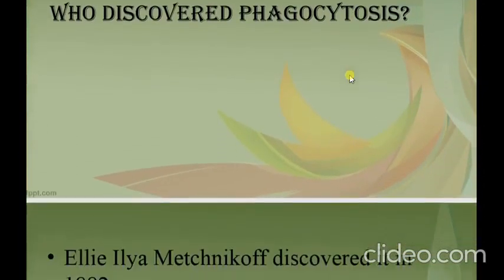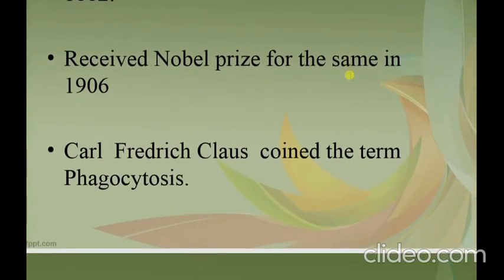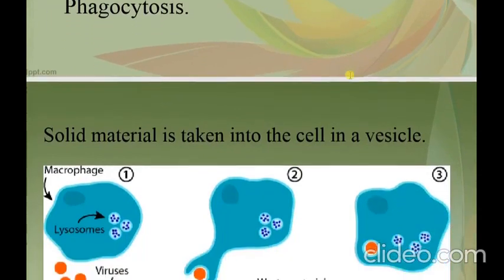Who discovered phagocytosis? Elie Metchnikoff. He first discovered it in 1882 and received the Nobel Prize for the same in 1908. Then Carl Friedrich Gauss coined the term phagocytosis.